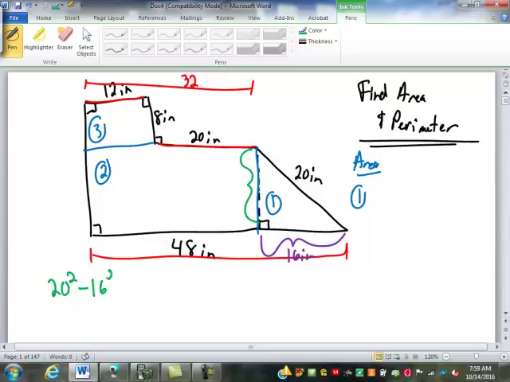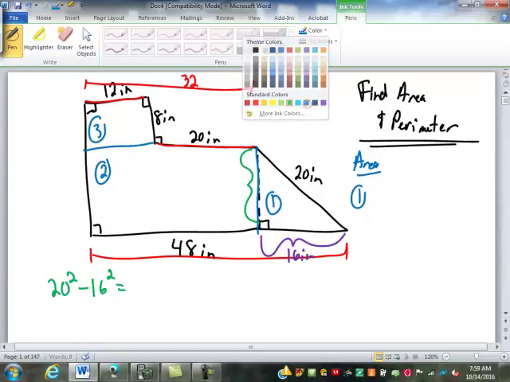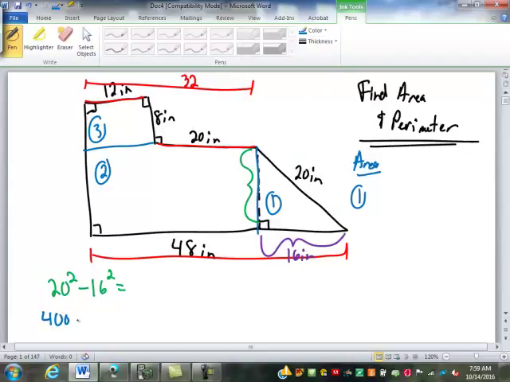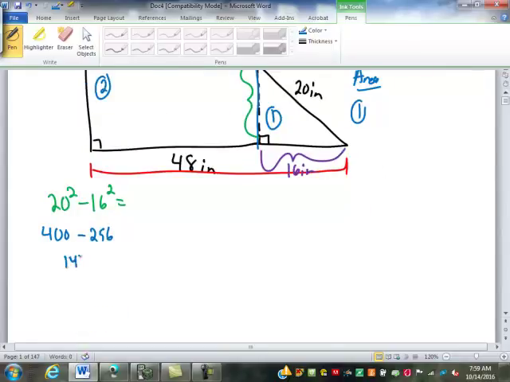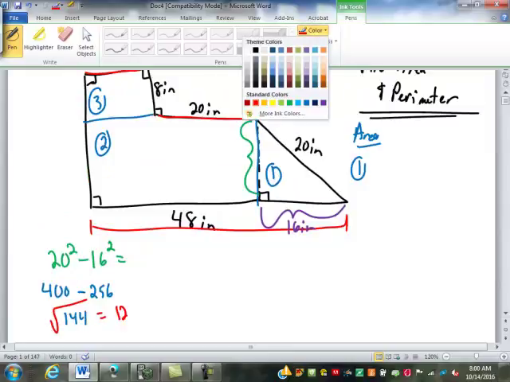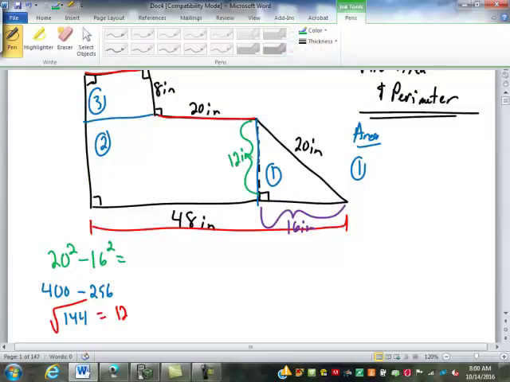Perfect. 20 squared minus 16 squared. It's that reverse Pythagorean rule. So 20 squared, 400. 16 squared is 256. That subtracts to make 144. Then, of course, we have to square root it. Square root of 144 is 12. So this across here is 12 inches. So to find that area, it's going to be 16 inches times 12 inches divided by 2, because it is a triangle. That's 96 square inches.